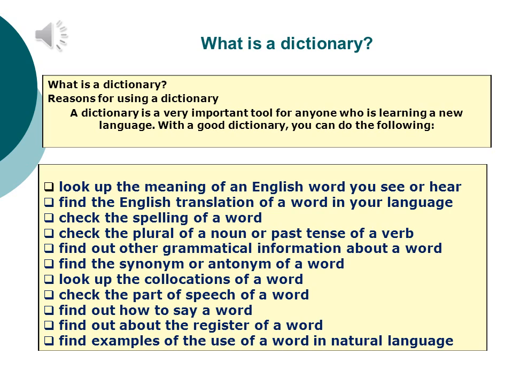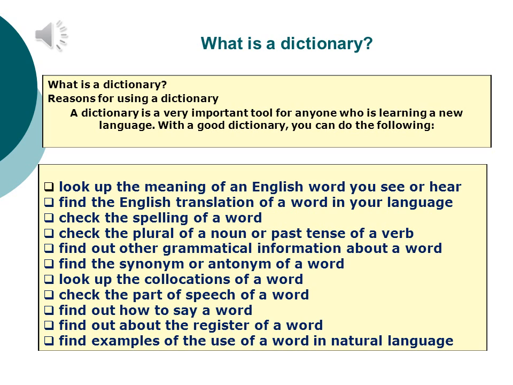There are reasons for using a dictionary. A dictionary is a very important tool for anyone who's learning a new language. With a good dictionary, you can do the following. First, you can look up the meaning of an English word you see or hear. You find the English translation of a word in your language.